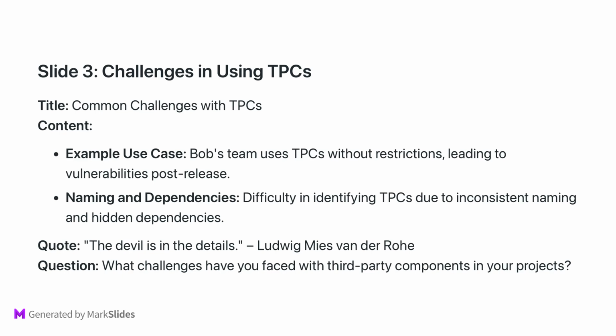Consider Bob's team. They use various third-party components liberally in their software projects, but because there's no restriction or thorough vetting process, they often find vulnerabilities post-release. This scenario is a common predicament many development teams face. One of the major hurdles is naming and dependencies. Identifying the TPCs you're using can be remarkably difficult due to inconsistent naming conventions. Sometimes, dependencies are hidden so deep within the code that they go unnoticed until they cause a problem.